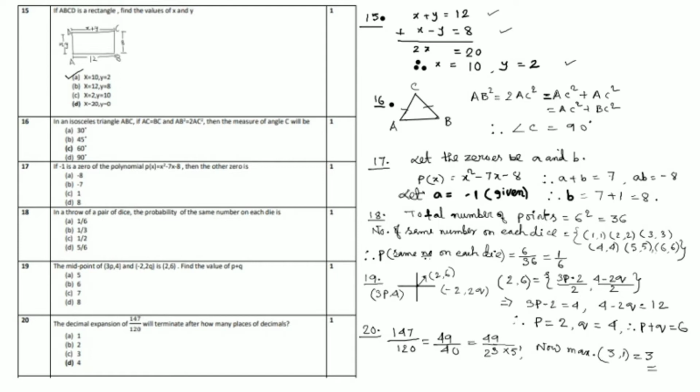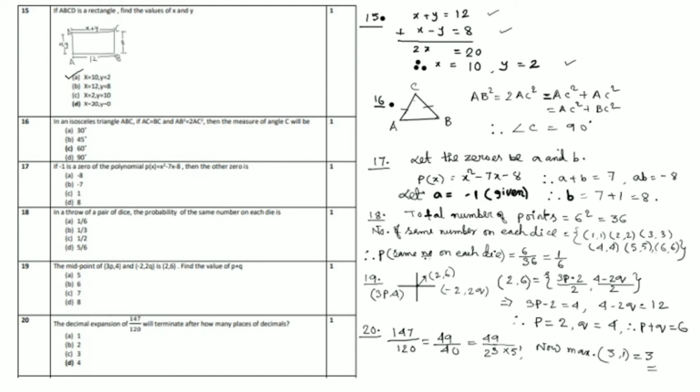Here also we can write AC square is equal to BC square, because it is the isosceles triangle, and here it is given AC equal to BC. So in the place of AC we write BC. Now we can see that AC square plus BC square is equal to AB square. Okay. So what will happen here?